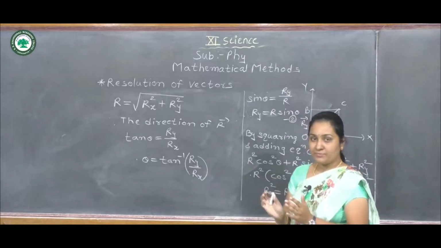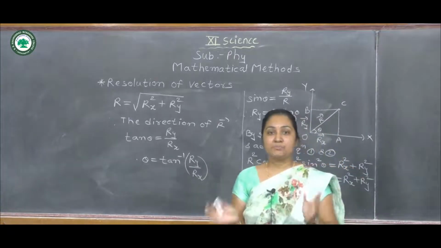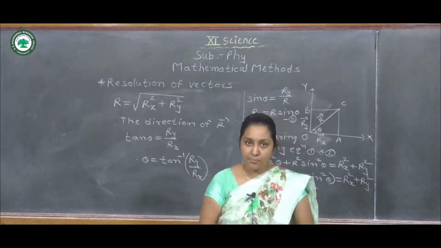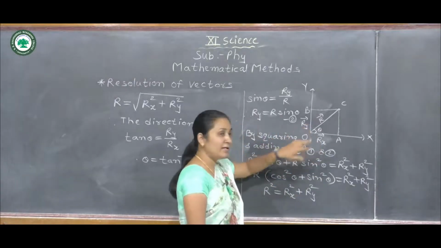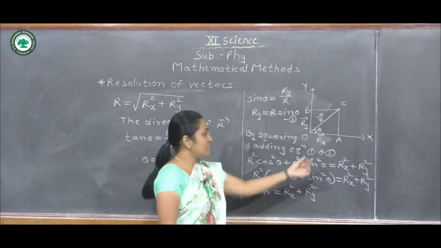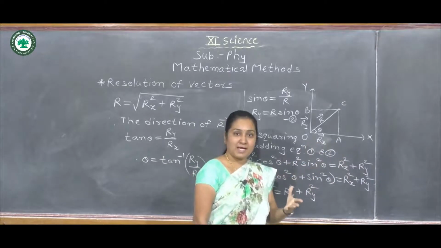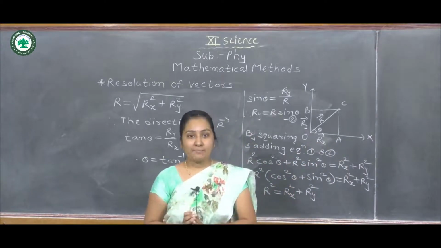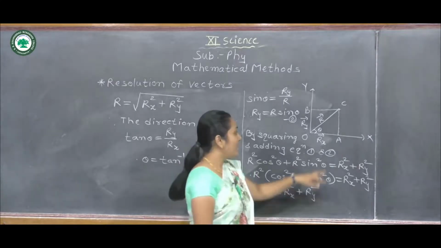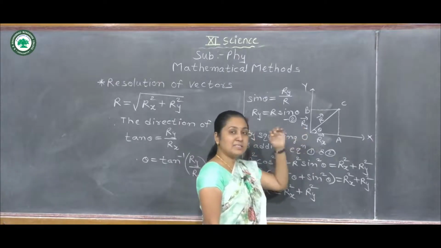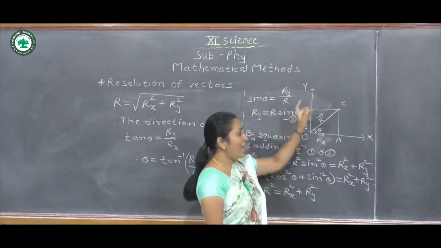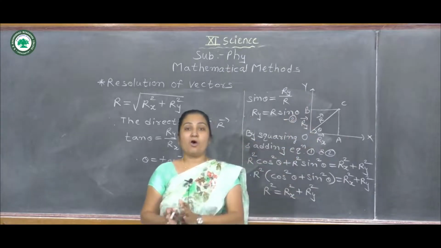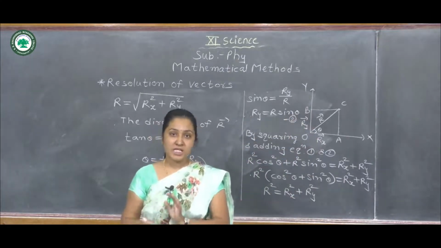So here vector r bar is split into its components rx and ry. This rx is along the x-axis, or we can say it is along the unit vector i cap, and ry is the component along the y-axis, or along the unit vector j cap.